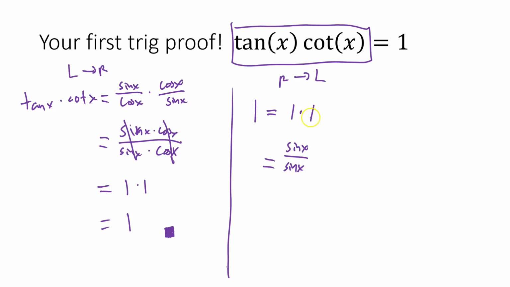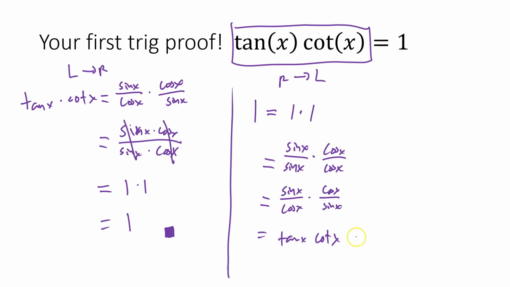Not going to worry too much about the domain here, though. Then the other one I could write as cosine x over cosine x. And now I'm going to use that commutative property of multiplication again, where I'm going to write this as sine x over cosine x times cosine x over sine x, which ends up being tan x cotangent x.